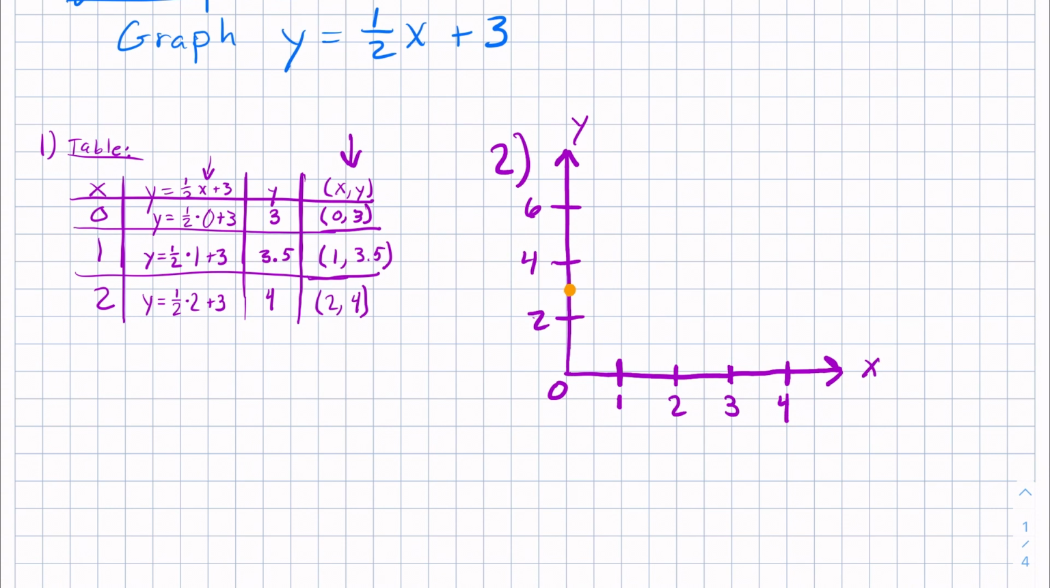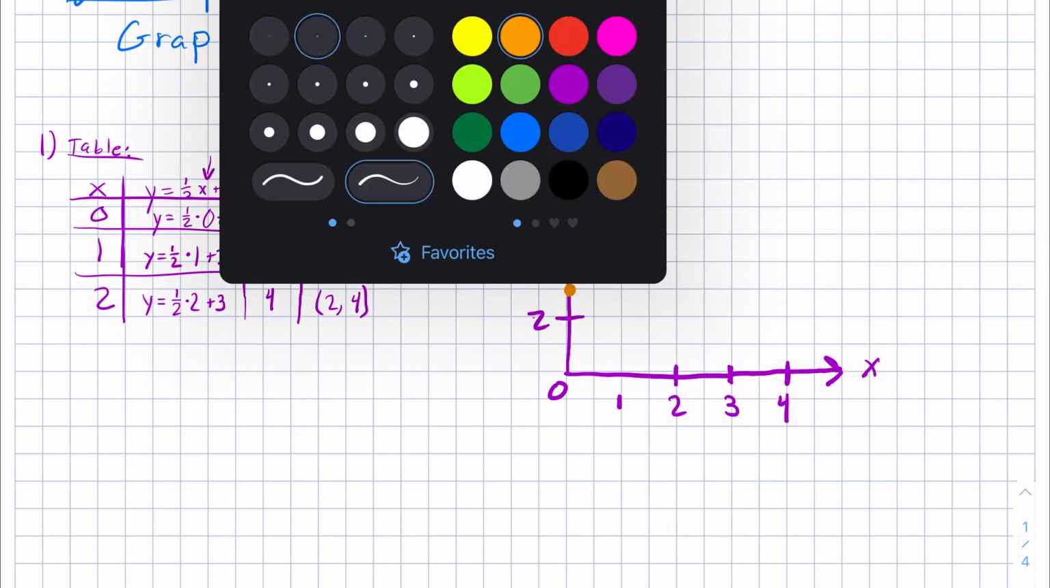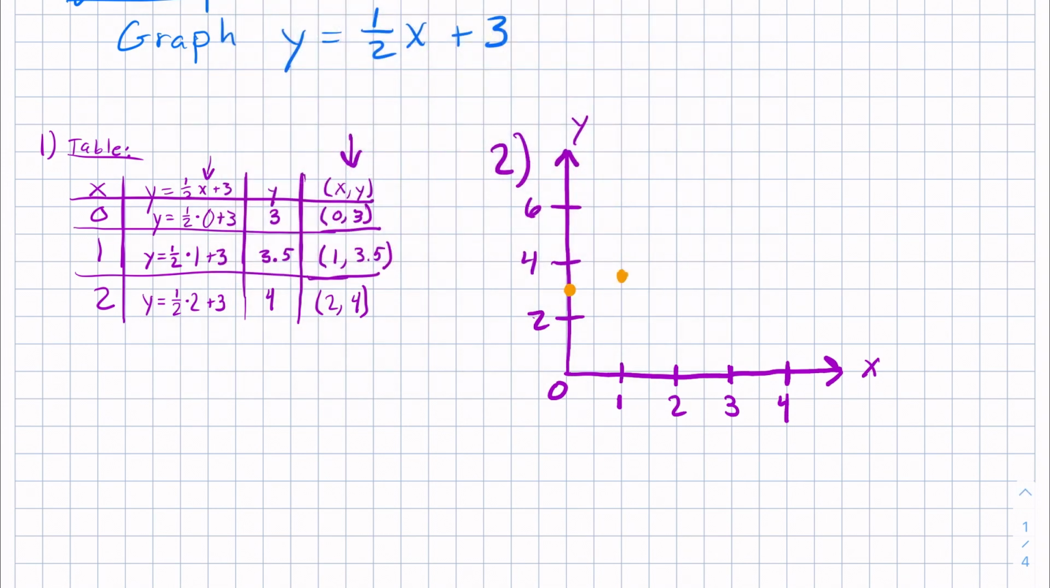0, 3. For my next ordered pair, my x is 1, so I start over here at the x being 1, and my y is 3.5. So I just go up to where y would be 3.5, which would be around here, and I put my next dot for my graph. I'm going to erase this one right here, so I did put that line back. So okay.